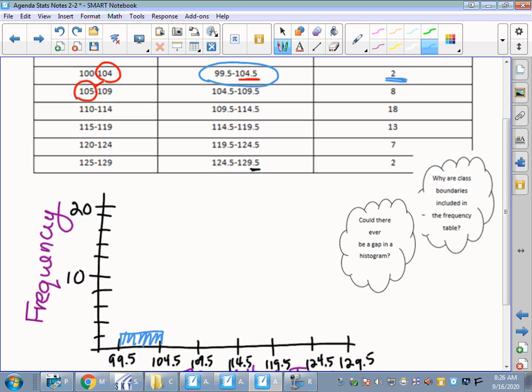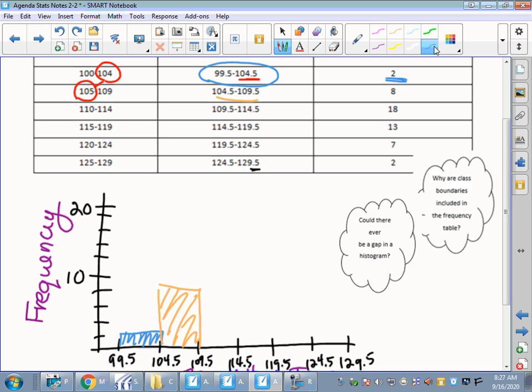That's why we use those boundaries. My second bar from 104.5 to 109.5 is 8. So I'll go up here to 8. If you don't want to shade them in, you don't have to. So notice those two bars are back to back. It's because I use that class boundary. There's no gap. One doesn't end at 104 and the next one starts at 105. They begin and end at the class boundary.